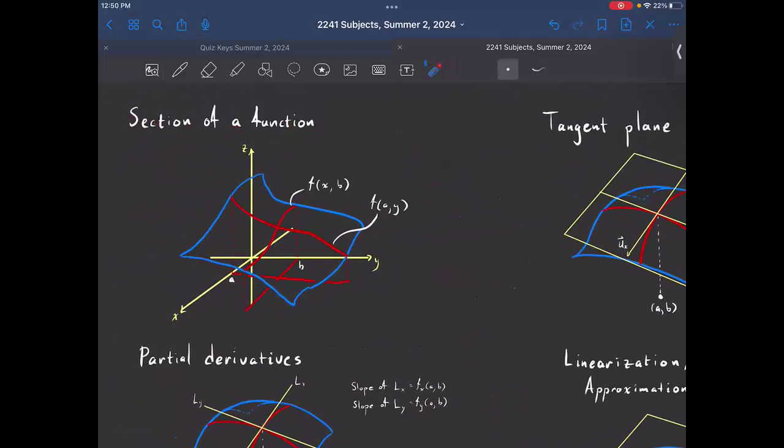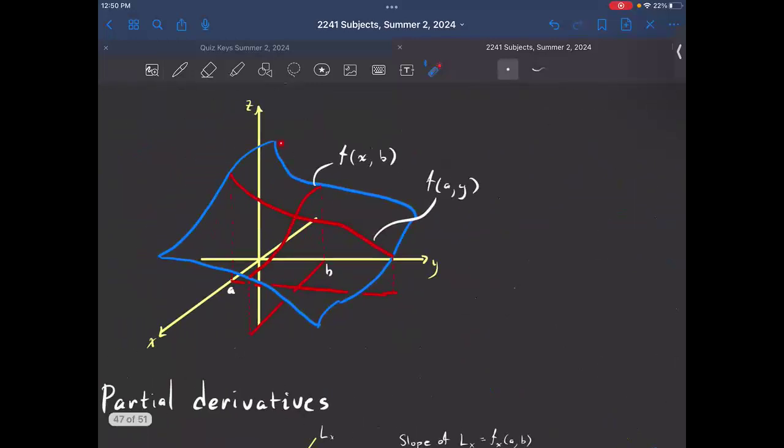Okay, so the section of a function basically looks like this. And I mentioned that we would see this picture where we've sliced out a piece of the function. So the function is represented by this blue surface here. And if I fix y equals b and trace out all of my possible x values, then my function traces out this line right here. Similarly, if I fix a and trace out all of my y values in the xy plane, then my function traces out this line right here. And so we take derivatives of these to get partial derivatives, which is the next part.